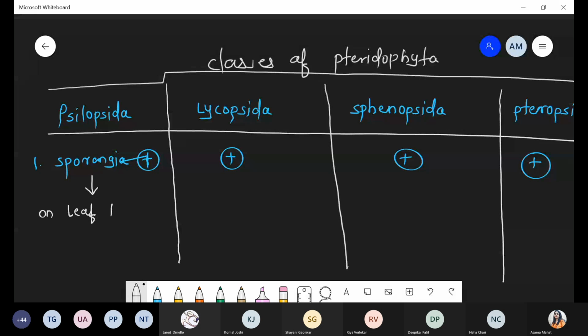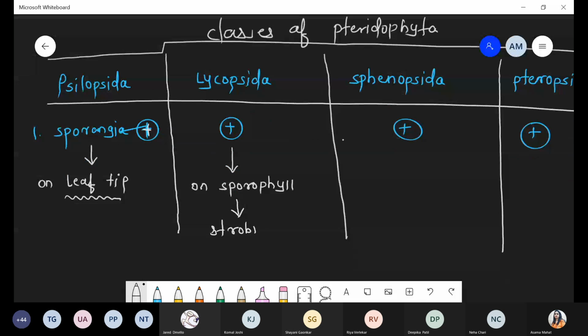Now in Lycopsida, the sporangia are present on the sporophyll. And you know very well, whenever the sporangia are present on the leaf, they form a compact structure, and simply we can say that there is a formation of a typical structure, the strobilus. So definitely here we mention strobilus or cone. Where is it present? We already discussed this part: the sporophylls show a compact structure, and that compact structure is simply called the strobilus. Such a strobilus or cone structure is present in Lycopsida. Okay? So please underline this word.